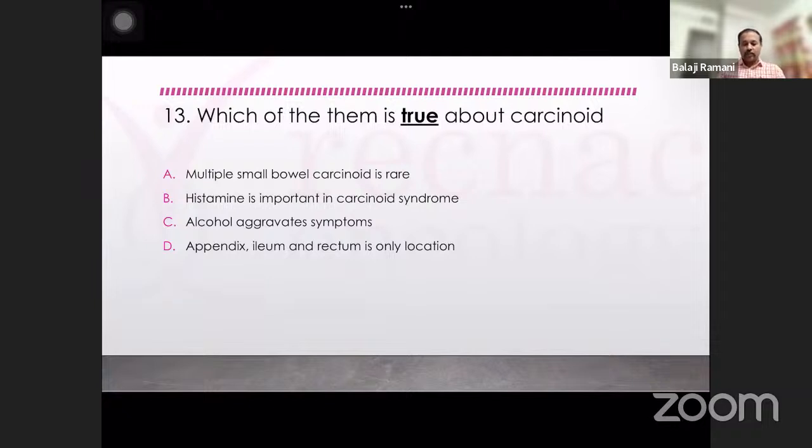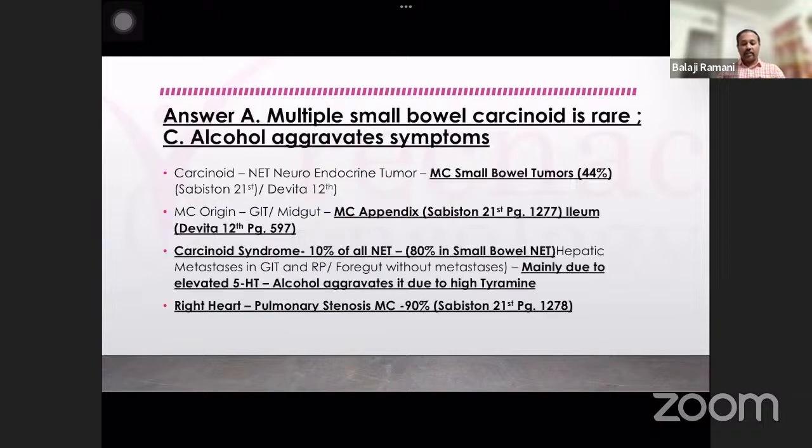Right. Now, what is true about carcinoid? When we talk about carcinoid, multiple small bowel carcinoids are rare. Histamine is very important in the carcinoid syndrome. Alcohol aggravates the symptoms. Appendix, ileum, and rectum are the locations that are commonly seen. So here, if you look at it, which is the true statement which is asked. So multiple is rare. That is a true statement.